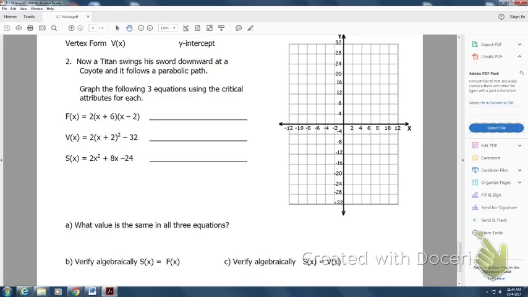So, Michael, what is one of my roots from the f of x? -6. Just -6? Yeah. There we go. Kendall, what's the other one? 2, 0. Alright. -6, 0, 2, 0. So let's go ahead and graph those.